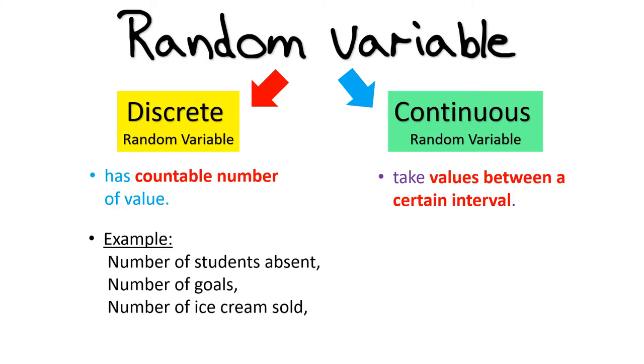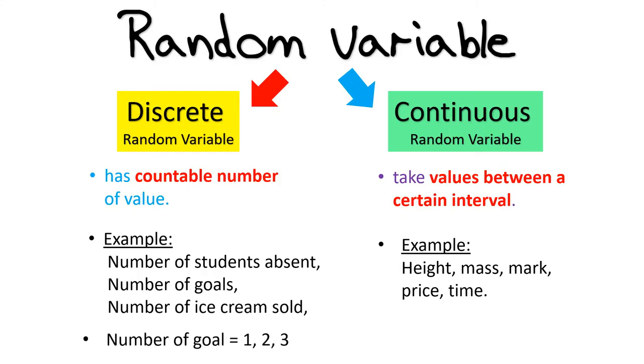Examples for discrete random variables are number of students absent, number of girls, number of ice cream sold. Examples for the continuous random variable are height, mass, mark, price, or time. For the discrete random variables, for example, the number of goals, 1, 2, or 3. The number is fixed and does not have an interval. For example, you do not have 1.5 goals or 2.5 goals or 3.3 goals. Only 1 goal, 2 goals, or 3 goals.